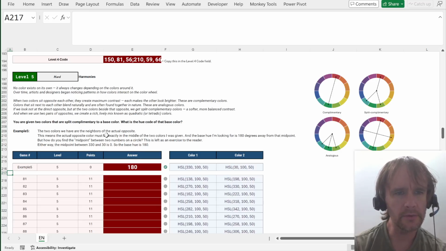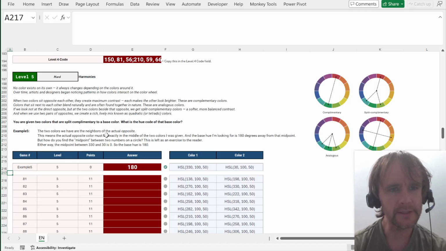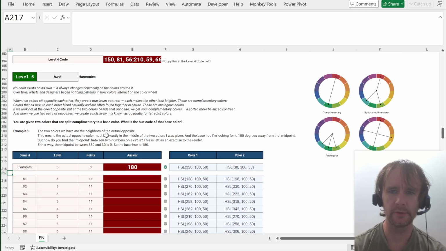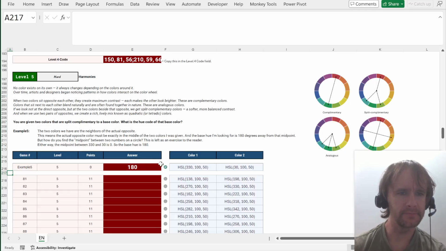Oh my word. When we use two pairs of opposites, we create a tetrad. Two colors are split complementary to a base color. What is the hue of that base color? The two colors are neighbors of the actual opposite. Since the actual opposite color must be exactly in the middle of the two colors I was given, the base hue I'm looking for is 180 degrees away from the midpoint. Okay. The midpoint between 330 and 30 is 0.